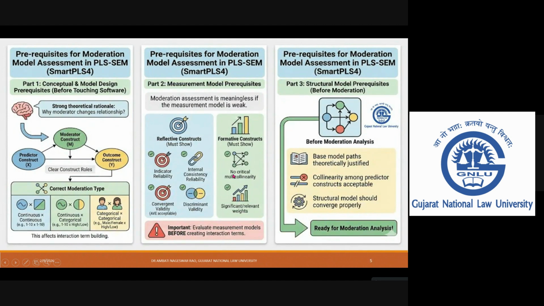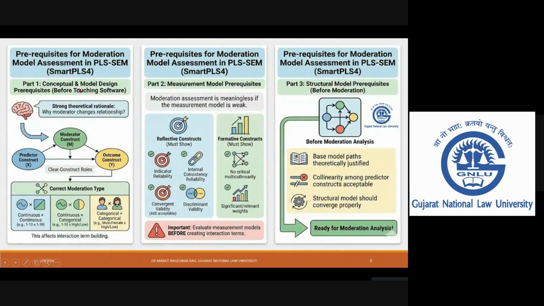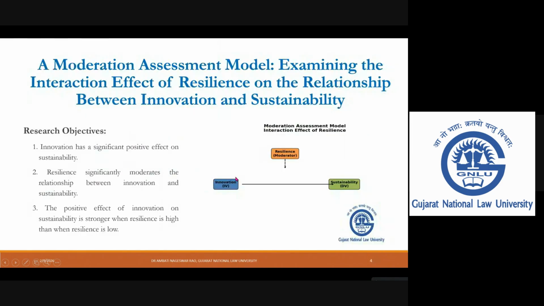Now here we have three constructs. Innovation is one construct, sustainability is another construct, resilience is another construct. Before conducting moderation analysis, we need to complete the measurement model, for the kind of constructs that we have. Like when I say innovation, if you look at our data set, we have 5 indicators, resilience around 5 to 6 indicators, sustainability we have 4 indicators.